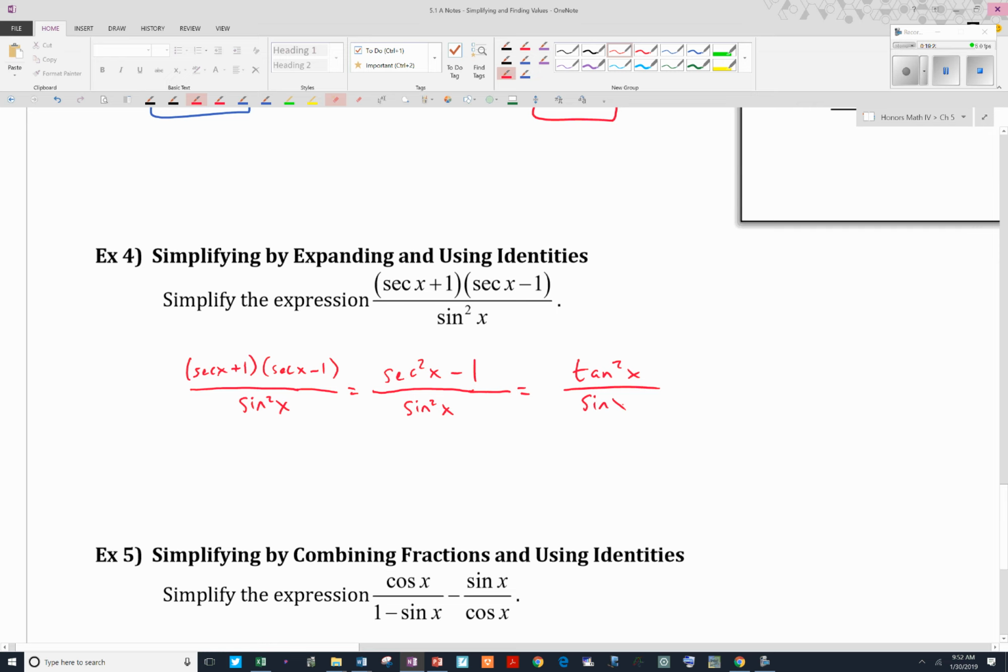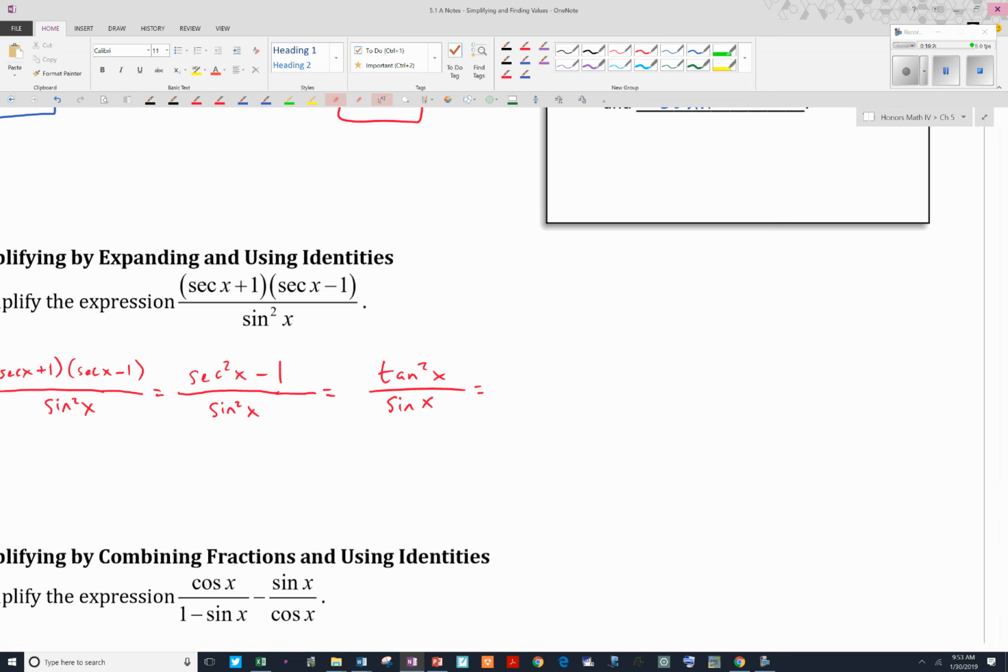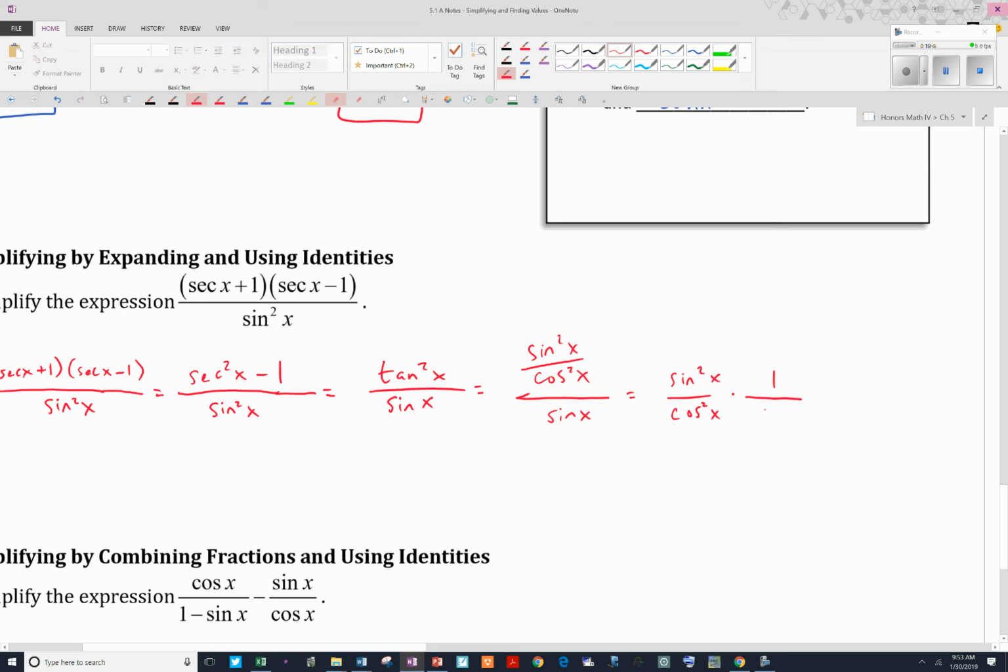And then I'm going to put everything in terms of sine and cosine. Tangent squared is sine squared over cosine squared. And this is all over sine. So then I'm going to say that numerator, sine squared over cosine squared, I could multiply, instead of dividing by sine, I could multiply it by its reciprocal, which is 1 over sine. And by its reciprocal, don't use cosecant. We want to keep things in terms of sine and cosine.